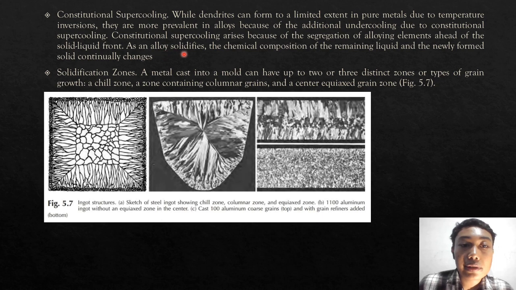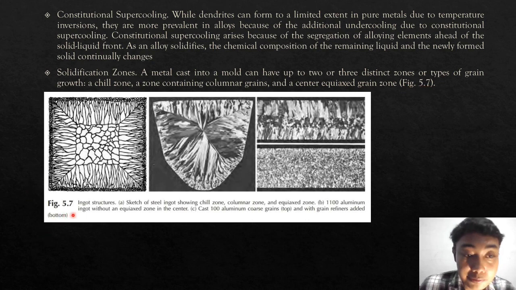As an alloy solidifies, the chemical composition of the remaining liquid and the newly formed solid continue to change. Second, solidification zones. A metal cast into a mold can have up to two or three distinct zones of grain growth: a chill zone, a zone containing columnar grains, and a central equiaxed grain zone, as you can see in Picture 5.7.